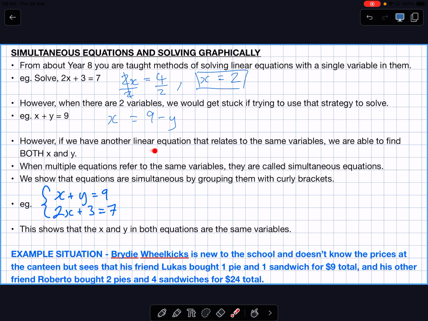However, if we have another linear equation that relates to the same variable, we can find both x and y. When multiple equations refer to the same variable, they're called simultaneous. How do we show that equations are simultaneous? We group them up using these curly brackets. I'm not going to mark you down if your brackets look dodgy. Mine look dodgy, but it's just like if you look on your keyboards, it's the brackets next to the P key on your keyboard. They're a little curly, yeah?